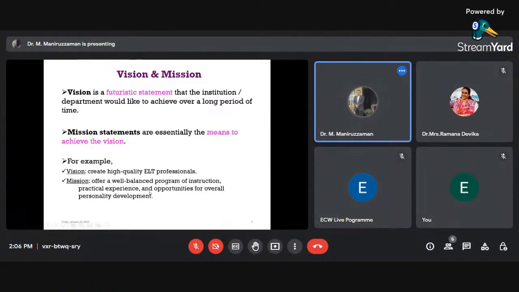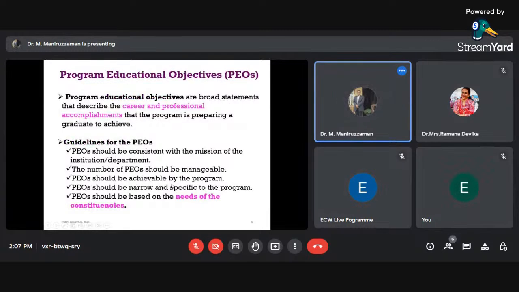Here we can have some guidelines for PEOs. Number one, PEOs should be consistent with the mission of the institution or department. The number of PEOs should be manageable. PEOs should be achievable by the program. PEOs should be narrow and specific to the program. PEOs should be based on the needs of the constituencies.